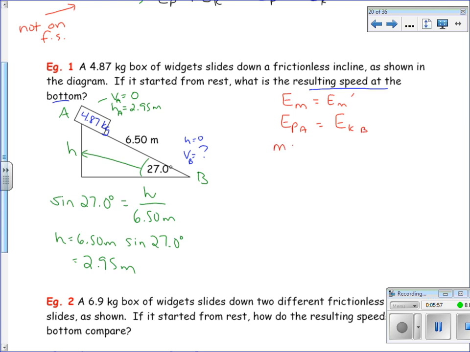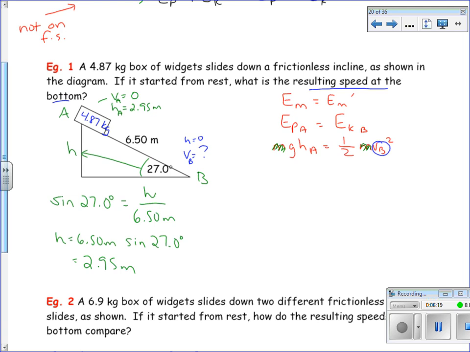So we have the potential energy at A equal to the kinetic energy at B. So mgh_A equals 1/2 m v_B squared. Now you've got masses on both sides. So in fact, in all of these questions, as long as there's no friction involved, we never need to know the mass. The mass doesn't matter here. What matters is the height and the speed. We're trying to find the speed.